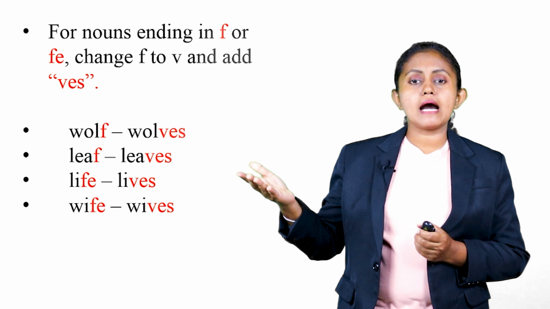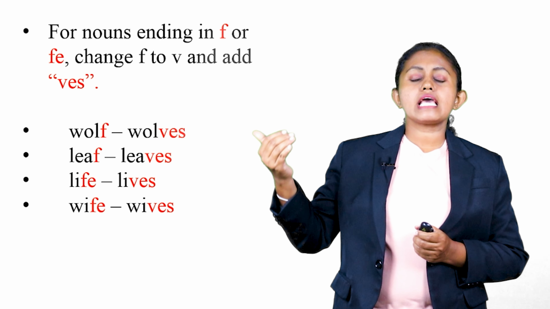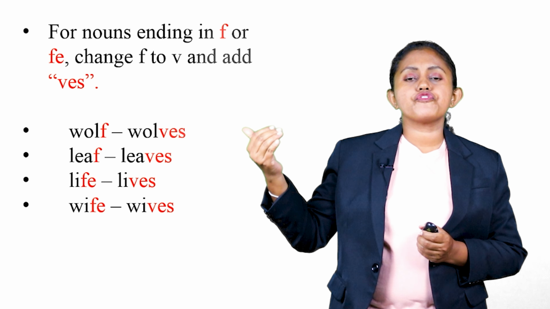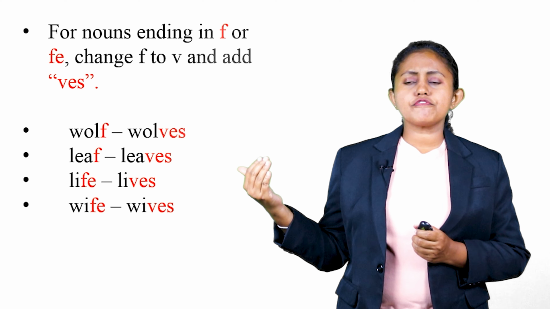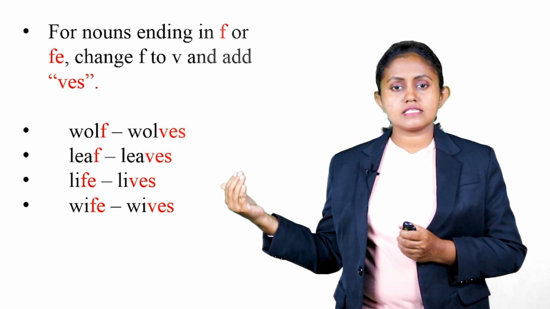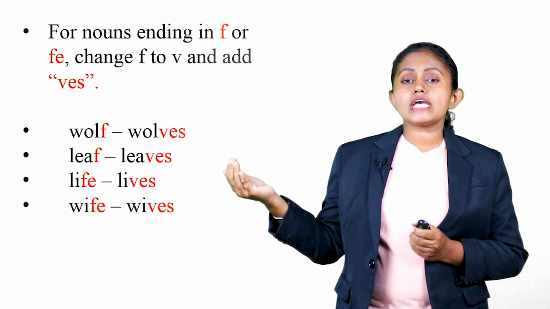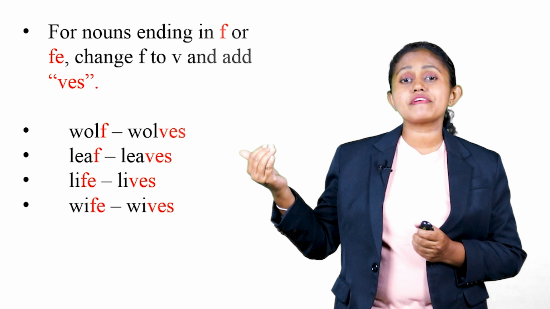So leaf becomes leaves. The noun wife ends in fe. So you can change fe into ves to make its plural. We can make the plural of that noun into wives. Wife becomes wives. So like this, you can change the singular nouns which end in f or fe into plurals. What is our next rule?